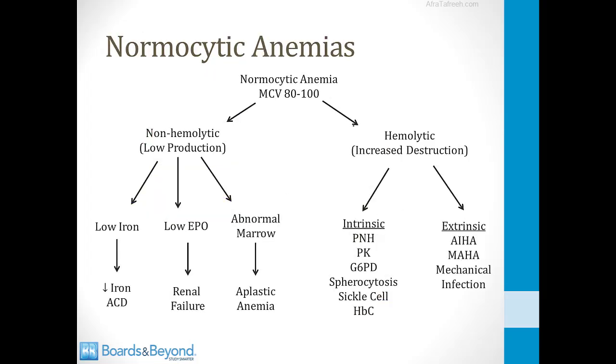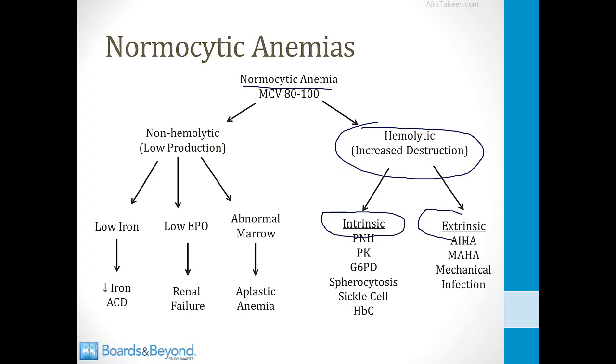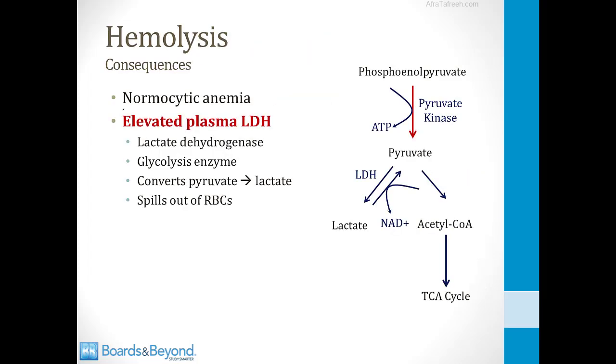So if we go back to our breakdown slide of normocytic anemias, we can now group the hemolytic anemias into those with an intrinsic cause versus those with an extrinsic cause. And I have separate modules on both of these two types of hemolytic anemia. So I told you before that hemolysis leads to a normocytic anemia, and a normocytic anemia is one of the hallmarks of hemolysis. Now let's talk about some of the other hallmarks of hemolysis in terms of lab findings and clinical symptoms. And another hallmark of hemolysis is an elevated plasma level of LDH.